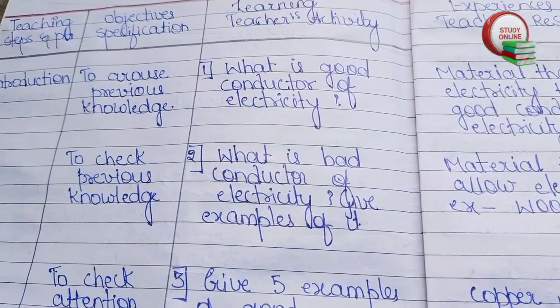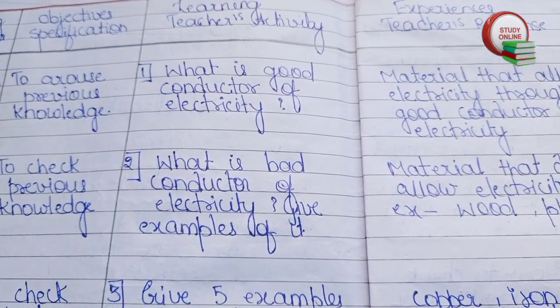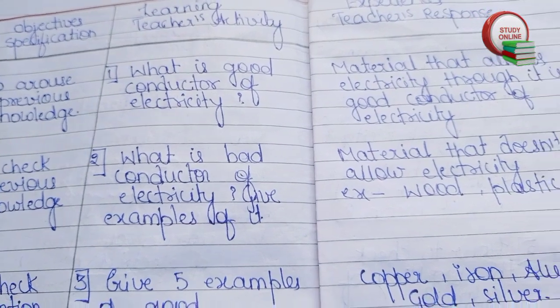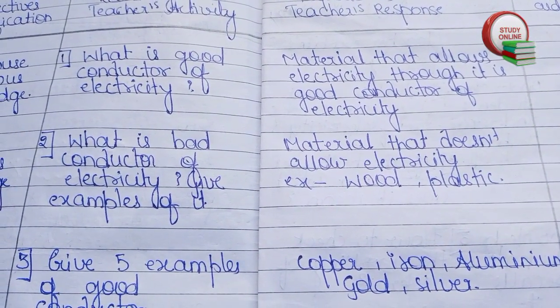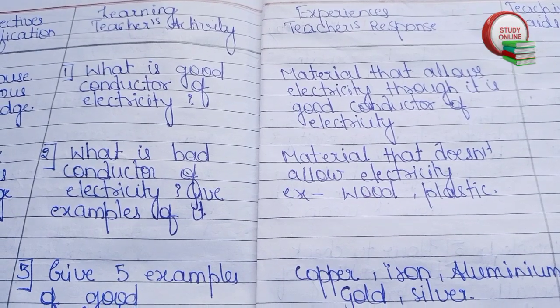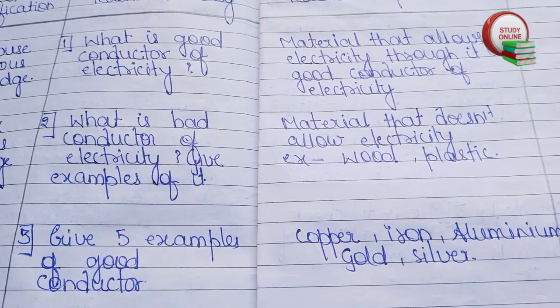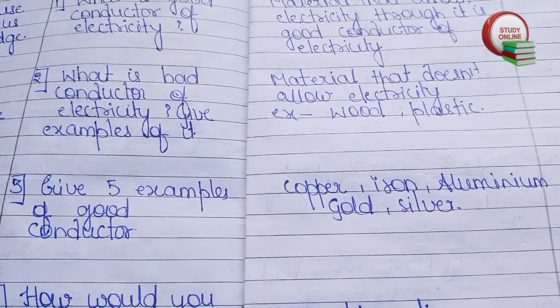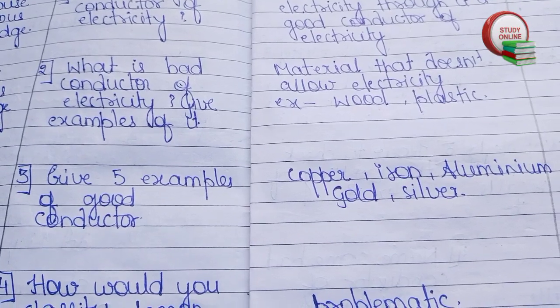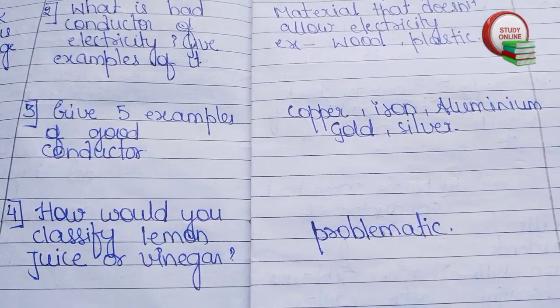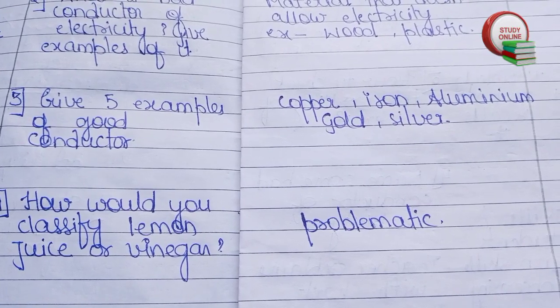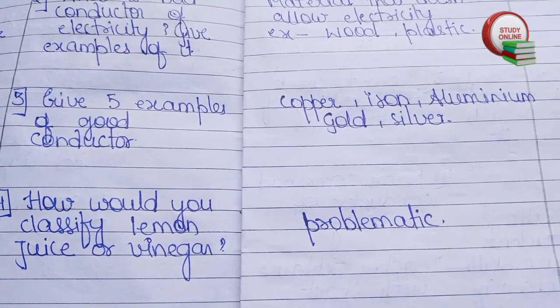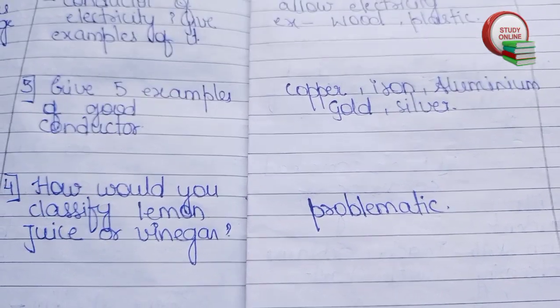So for the introduction we can ask 5 questions. Okay, do not exceed more than that. 5 questions would be enough. Here you can see: what is a good conductor of electricity, what is a bad conductor of electricity, give an example of it, give 5 examples of good conductors of electricity. And the last question would be, how would you classify lemon juice or vinegar, is it a good conductor or a bad conductor of electricity? So it would be problematic for students.